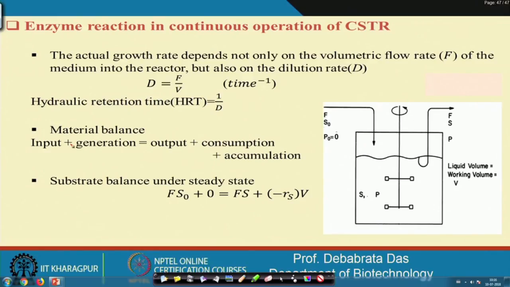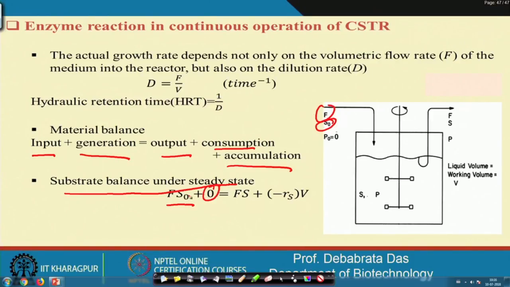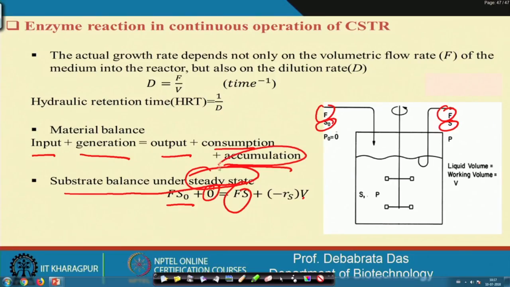So, this is how we can calculate it. Here also we have the material balance: input plus generation equals output plus consumption plus accumulation. Now, for the substrate balance under steady state condition, F into S0 is the input, this is F, this is S0, and there is no generation because substrate is always consumed. Then output is F into S, and consumption is minus rS into V. Now, if you consider the steady state, I told you what steady state is: when the concentration remains unchanged with respect to time. How is it achieved? When the rate of accumulation of the substrate is 0. If substrate accumulation is there, then it is not possible to attain the steady state condition. So your accumulation should be equal to 0.